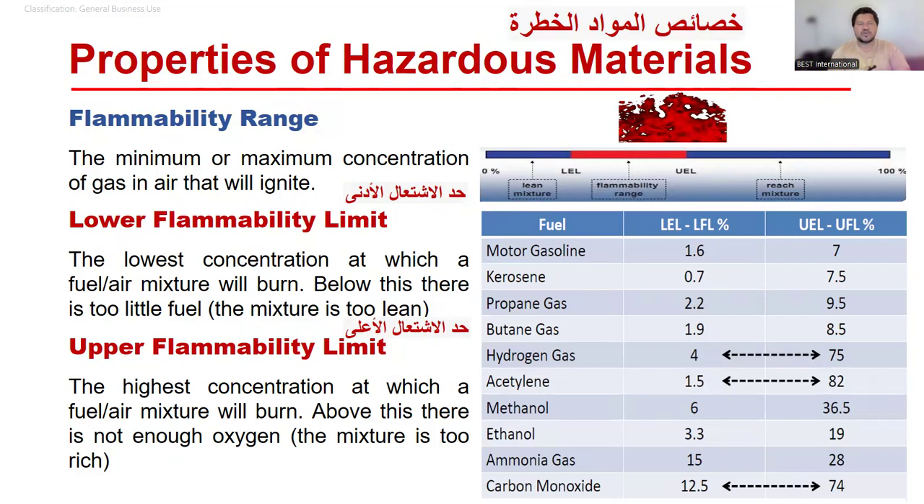That's why it's important to understand the flammability range of different gases and chemicals: lower flammability limits, and upper flammability limits. And these are some of the examples, like if it's gasoline, what is the LEL or UEL? If it is kerosene, their LEL and UEL or UFL, in other words. Same with gases: butane, hydrogen, acetylene, and other materials. So that should be at your fingertips.